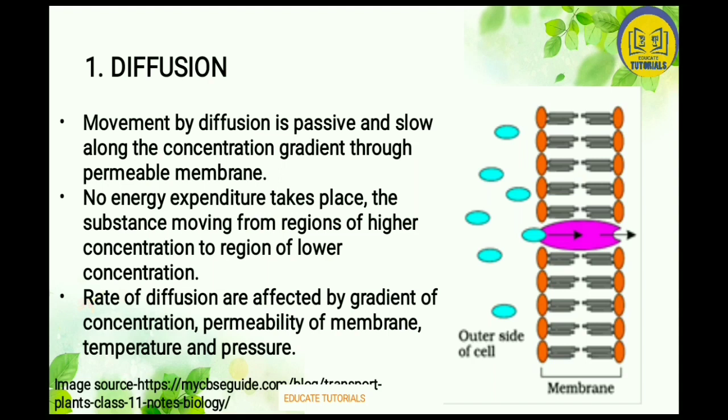In this picture you can see that there are 6 molecules of protein outside the cell, but there is no protein inside the cell, so the higher concentration is outside the cell and the lower concentration is inside the cell. For transport from higher concentration, there is no need of energy expenditure, and the molecules easily diffuse or are transported across this membrane.